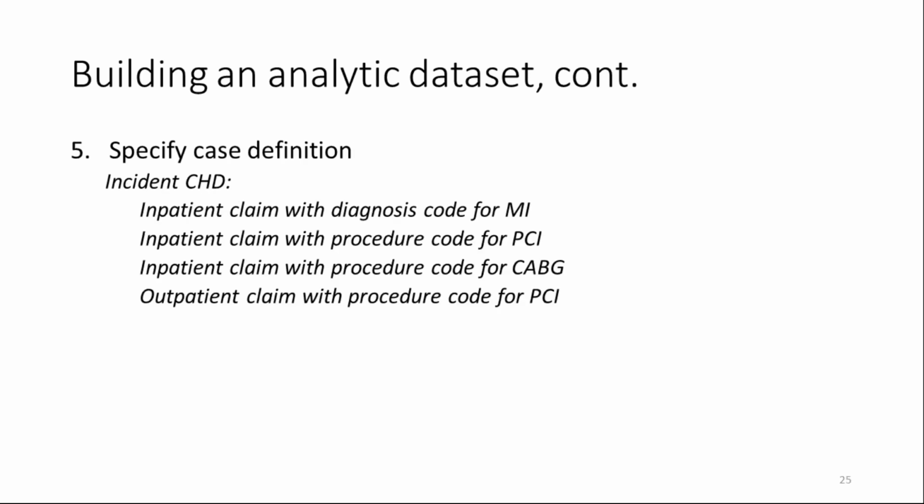And then you want to specify your case definition. And so for an incident cardiovascular event, they're saying inpatient claim with a diagnosis code for MI, an inpatient claim with a procedure code for PCI, an inpatient claim with a procedure code for CABG, and then outpatient claim with a procedure code for PCI.